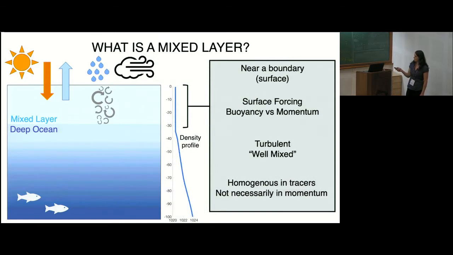So if we look at a density profile, so we have the mixed layer and then the deep, kind of relatively quiescent ocean underneath. And the mixed layer is going to be turbulent, and it's going to mix down, or mix up, I should say, temperature and salinity and therefore density. So you get this constant density followed by a stratified interior where density is increasing. And I should mention that it's usually homogeneous in tracers, not necessarily momentum, and we'll see implications for that later.